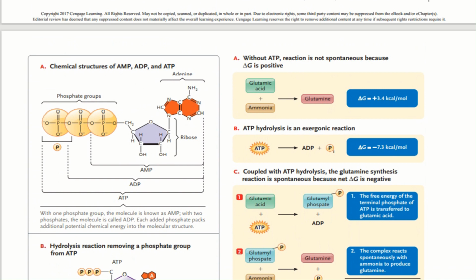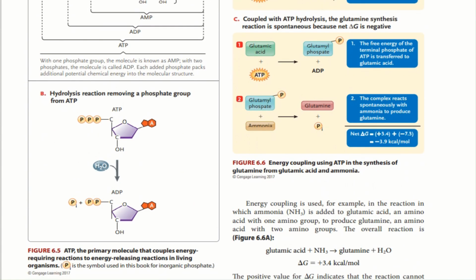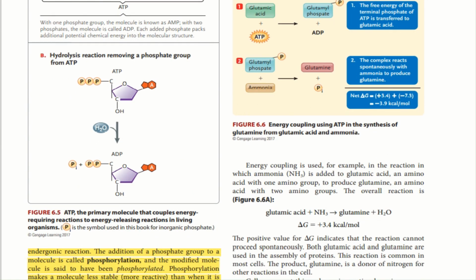In figure A, we can see the chemical structure of AMP, ADP and ATP. There is a phosphate group, a ribose sugar and an adenine. With one phosphate group, the molecule is known as AMP. With two phosphates, the molecule is known as ADP. Each added phosphate packs additional potential and chemical energy into the molecular structure. Figure B represents the hydrolysis reaction removing a phosphate group from the ATP.